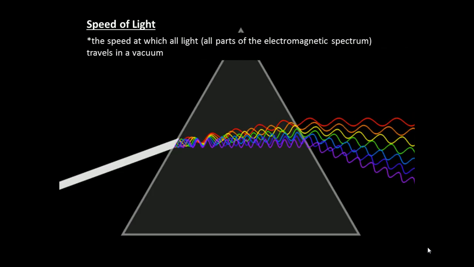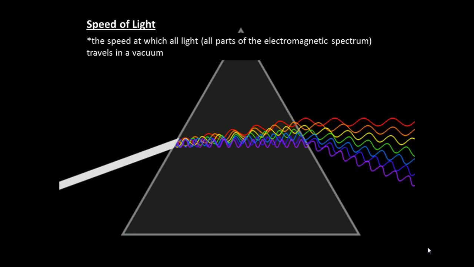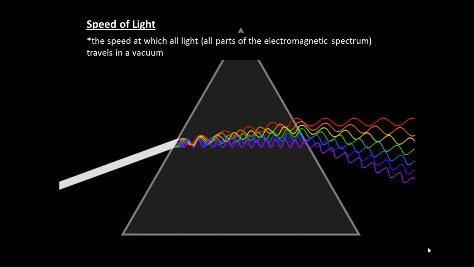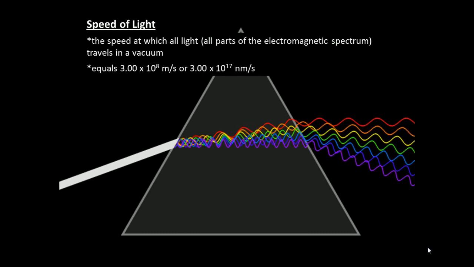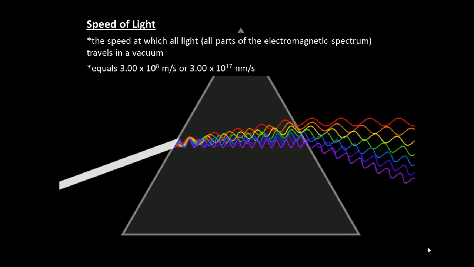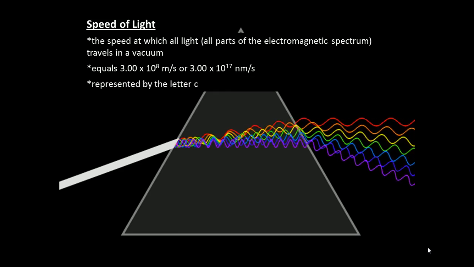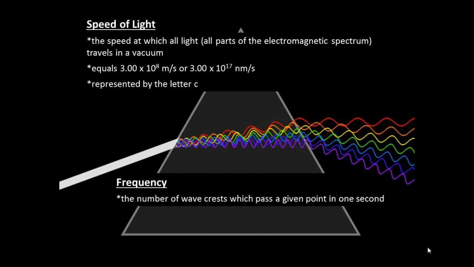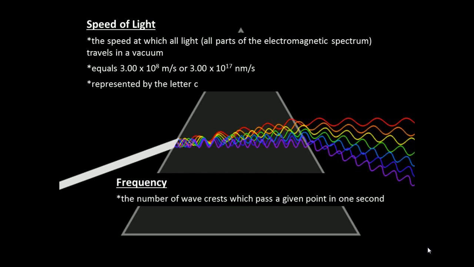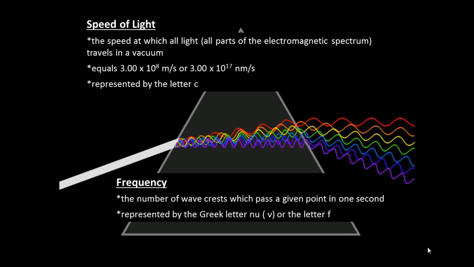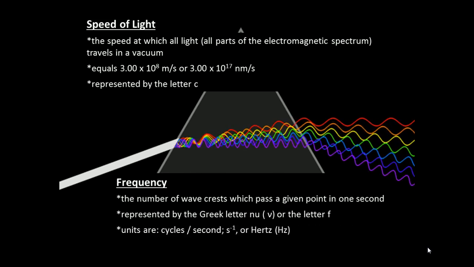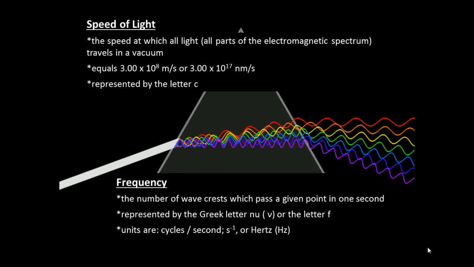All light, meaning all parts of the electromagnetic spectrum, travel at the same speed in a vacuum. This is the most accurately known constant in the world. The speed of light, which is 3.00 times 10 to the 8th meters per second, is represented by a lowercase c. The frequency of a wavelength refers to the number of wave crests which pass through a given point in 1 second. Frequency is represented by the Greek letter nu, or the lowercase letter f, and the units are either cycles per second, reciprocal seconds, or hertz.